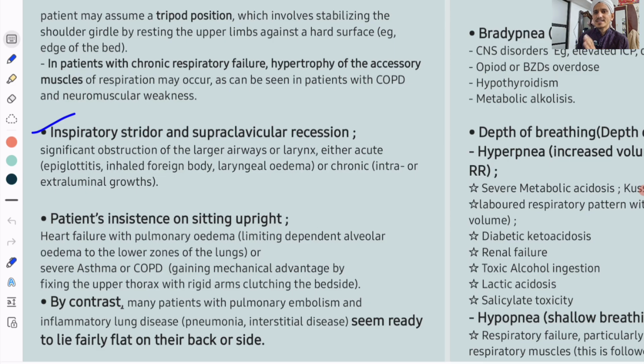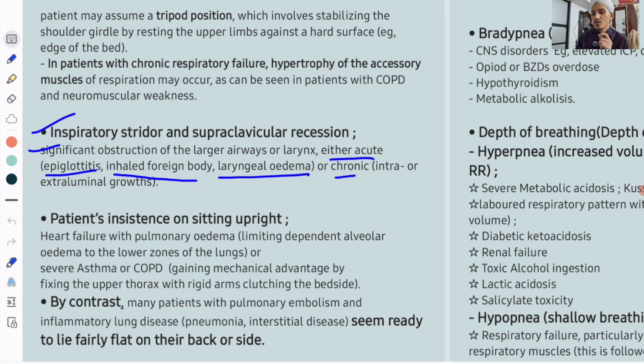It is a very bad sign in patients if it is present. It indicates significant obstruction of the larger airways or larynx. Either it can be acute, like in epiglottitis, which is common in children, an inflammation of the epiglottis. Or in inhaled foreign body or laryngeal edema, for example, in anaphylaxis. It can be acute or it can be chronic also.